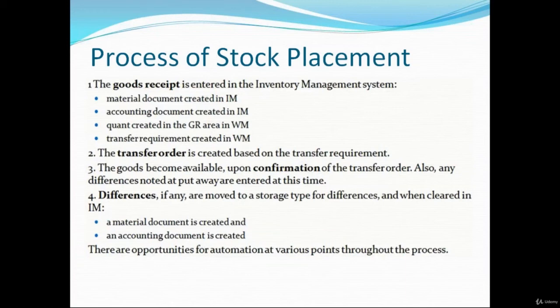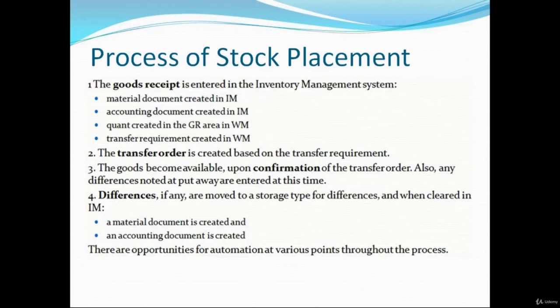Since the plant and storage location is linked to WM, a quant is created in the GR area in WM. After that, a transfer requirement is created, which initiates the process for the movement to the final destination. Next, the transfer order is created based on the transfer requirement. Once it is created, the system determines the destination storage type, storage section, and storage bin.